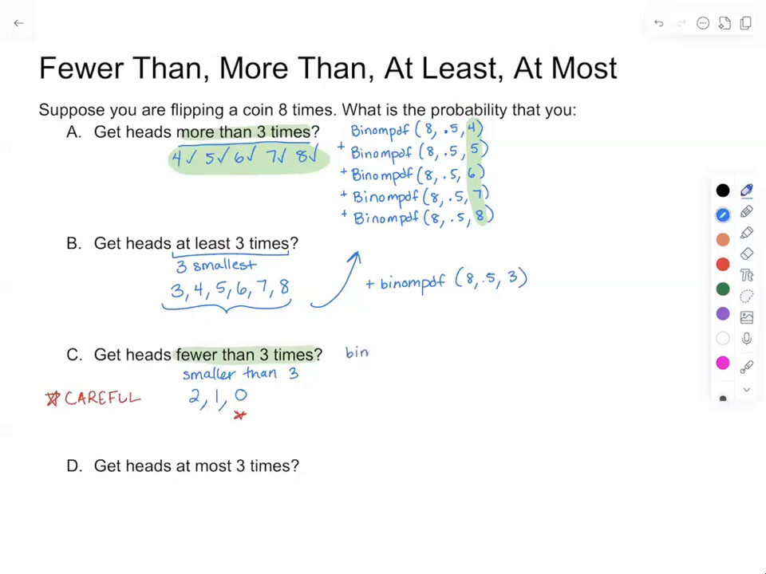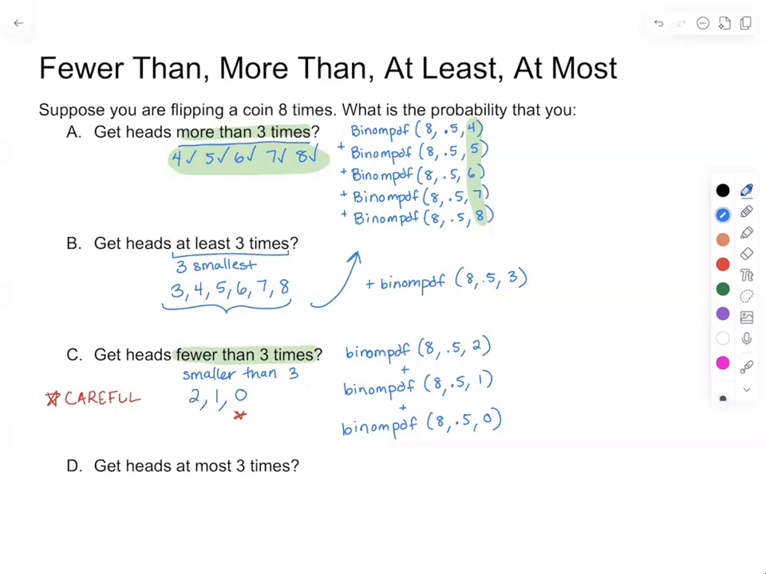So for this one, I would have binom PDF of 8 trials, 50% chance of getting heads, and 2 successes or 2 heads. I would add to that binom PDF 8 trials, 50%, 1 head. And I would add to that, and this is the one, don't forget, binom PDF 8 trials, 0.5, 0 successes or 0 coins that had heads.